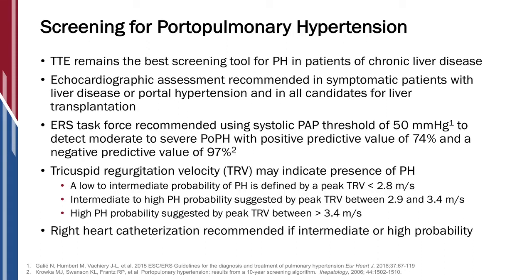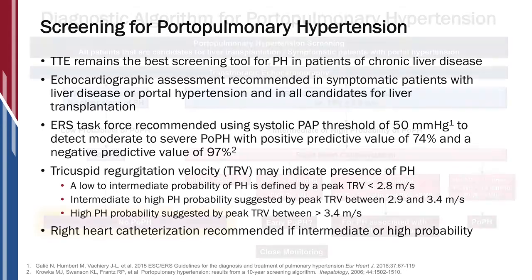We have a cutoff that should trigger us to go forward with right heart catheterization, and we can look at both pressures or the TR jet velocity. If we're going with pressures, the European Respiratory Society says trigger at 50. A systolic pressure in the pulmonary system of 50 should trigger you to go on to have a right heart catheterization. If you're looking just at TR jet velocity, if you're less than 2.8 and you have no concerning symptoms, we think you're probably low risk for the development or the presence of portopulmonary hypertension. Those patients that have a TR jet velocity 2.9 or higher are people we need to screen.